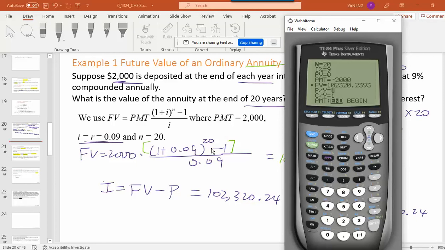Okay, so if you don't want to use the formula, there's an app in the calculator for the TI-83 or TI-84 for the annuity. Okay, so that makes it really convenient in here, and I do allow you to use the app for the assignment. Okay, any questions?